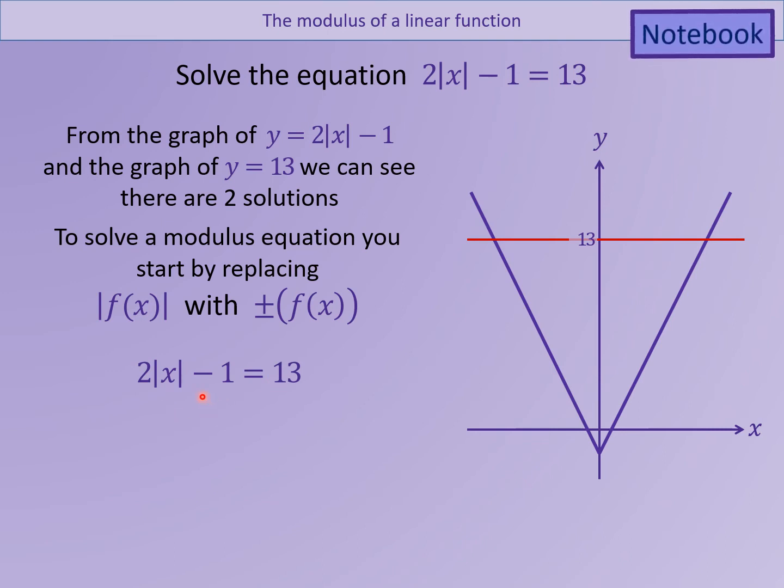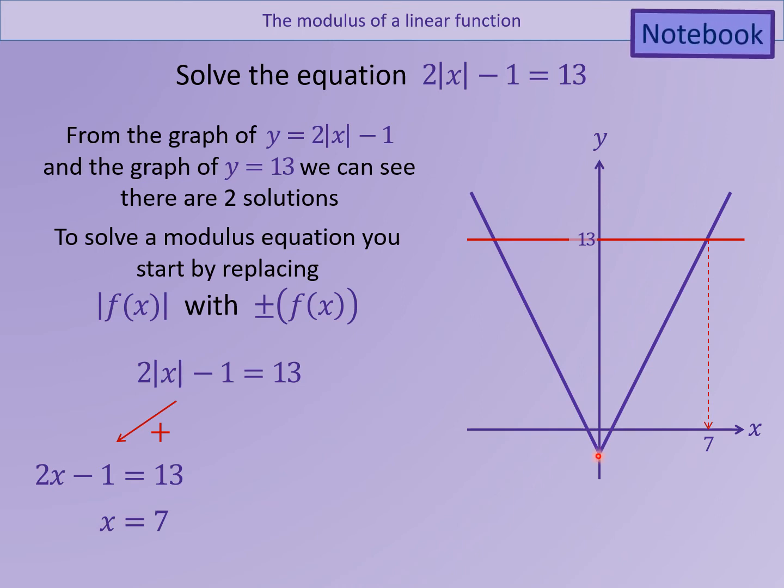The first solution is if x is positive. So let's just have a think. If x is positive, then the modulus function doesn't do anything different. It leaves it alone, in which case you get 2x minus 1 equals 13. So x will equal 7. That is that possible solution when we had positive x.